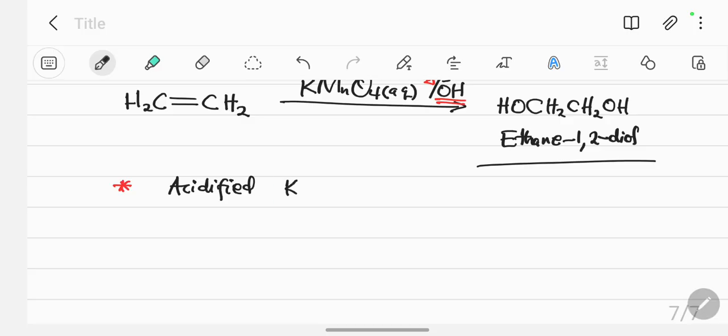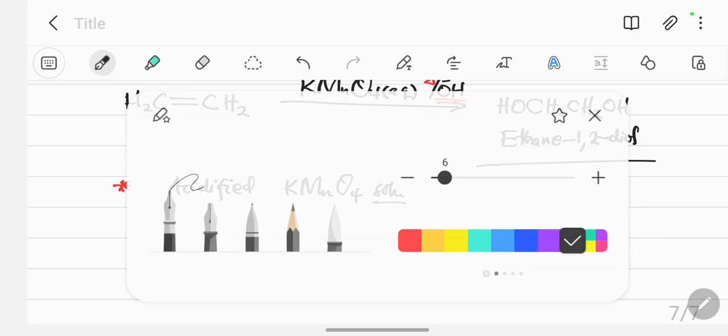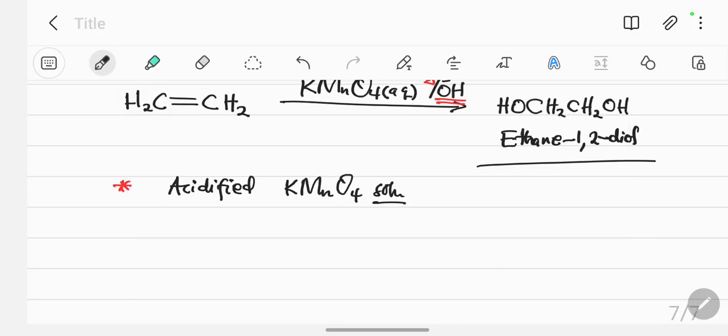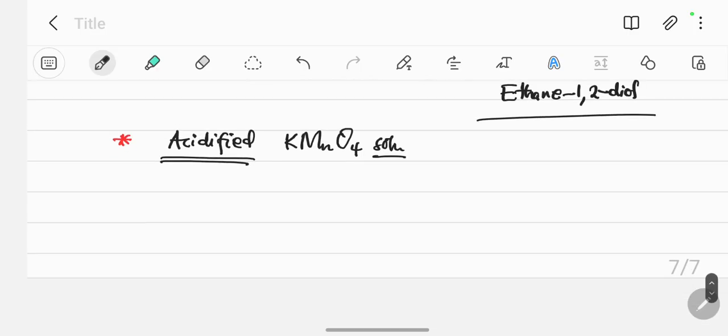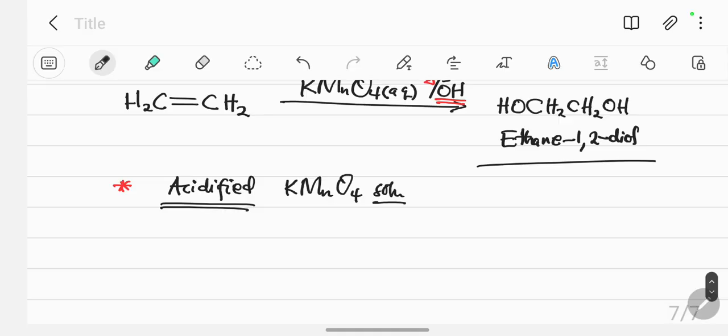Acidified potassium manganate(VII) solution. So our main emphasis is there on acidified. And an example I'm going to use is this.